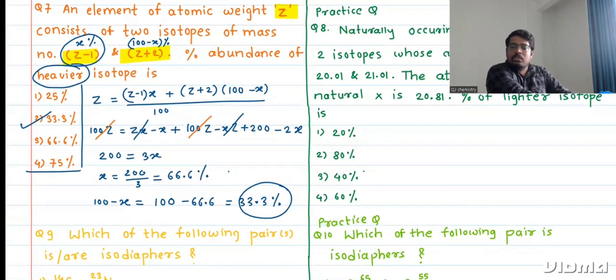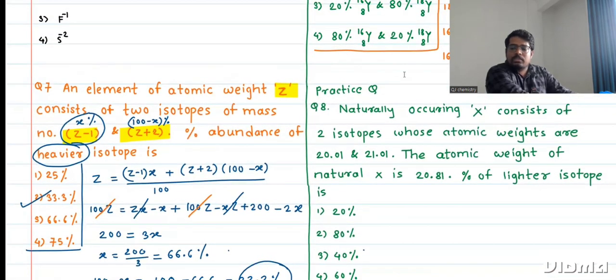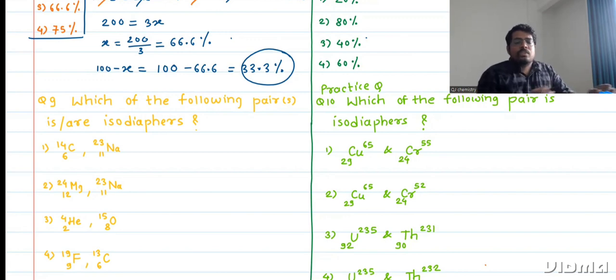Okay. Next question is a practice question. Solve this question and write the answer in the comment section. Next question, question number 9.